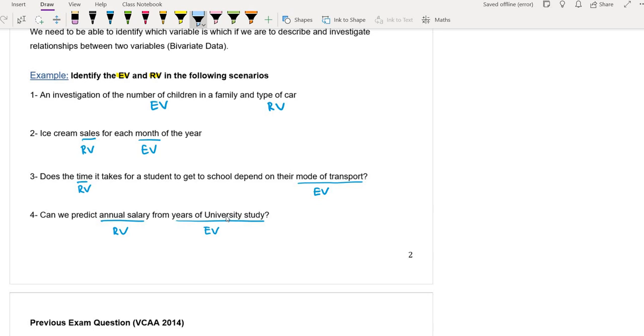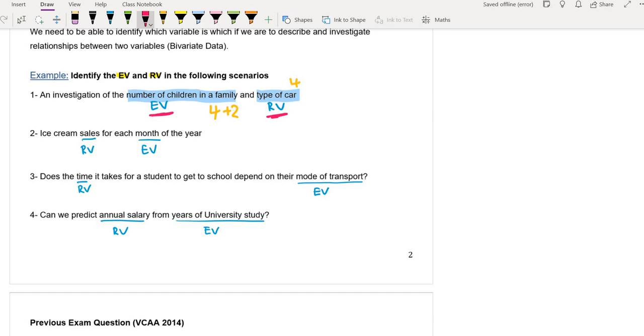So looking at the first one, if we were to do an investigation between the number of children in a family and the type of car that they drive. Now you need to think about, well, if you have four children, so that's 2 adults and 4 children, can you fit them in a very small car which fits 4 people? No, you cannot. So you would think that the number of children in the family explains what type of car they drive.